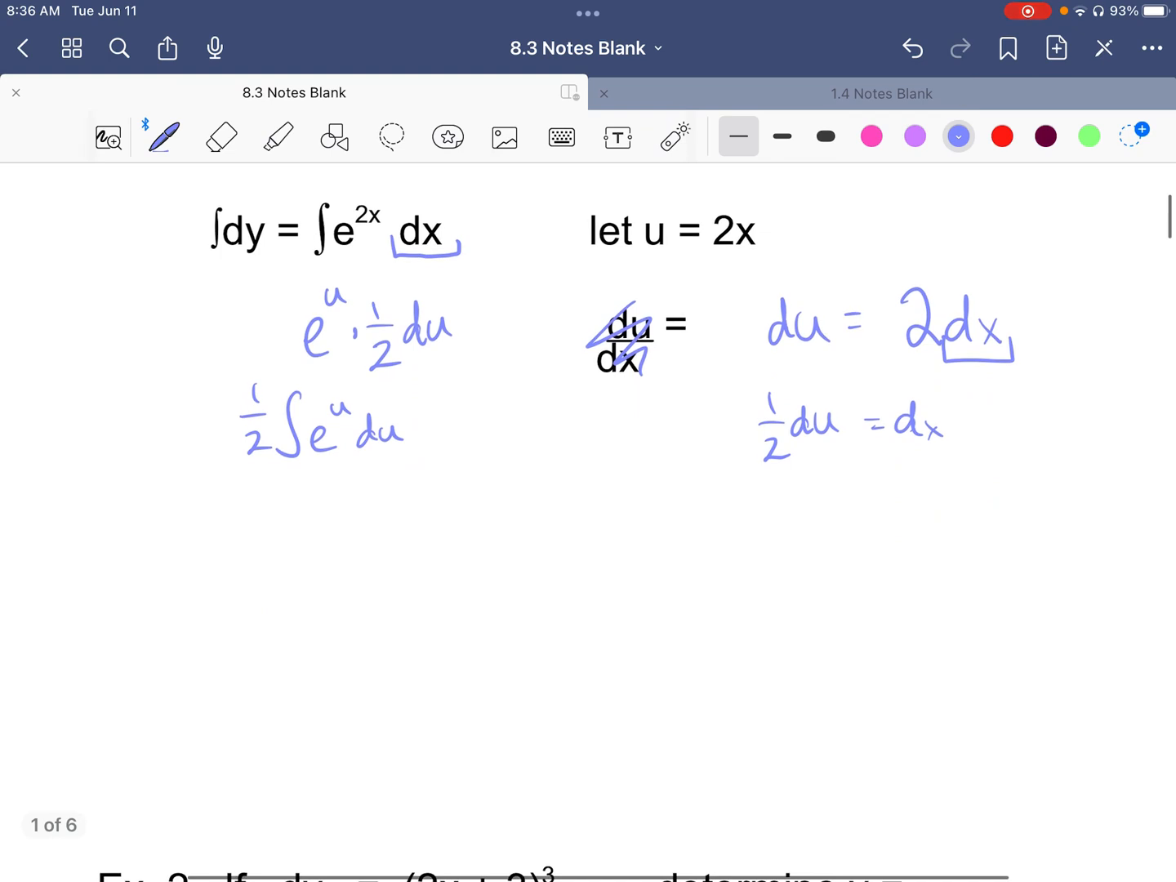So integral of e to the u is e to the u. So 1/2 e to the u plus c. And then we just substitute back. So u originally was 2x, so 1/2 e to the 2x plus c.